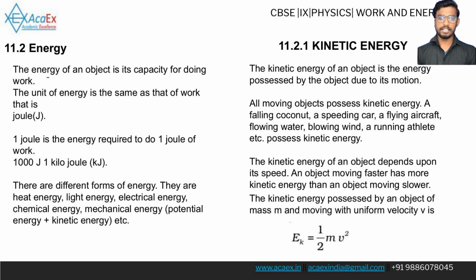Kinetic energy. The kinetic energy of an object is the energy possessed by the object due to its motion. All moving objects possess kinetic energy. A falling coconut, a speeding car, a flying aircraft, flowing water, blowing wind, a running athlete, etc. possess kinetic energy. The kinetic energy of an object depends upon its speed. An object moving faster has more kinetic energy than an object moving slower. The kinetic energy possessed by an object of mass m and moving with uniform velocity v is given by Ek equals half multiplied by m multiplied by v squared.